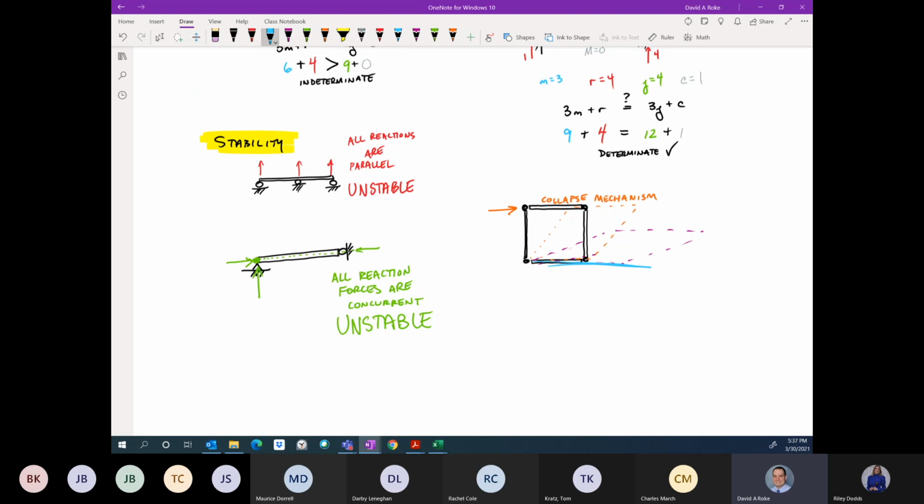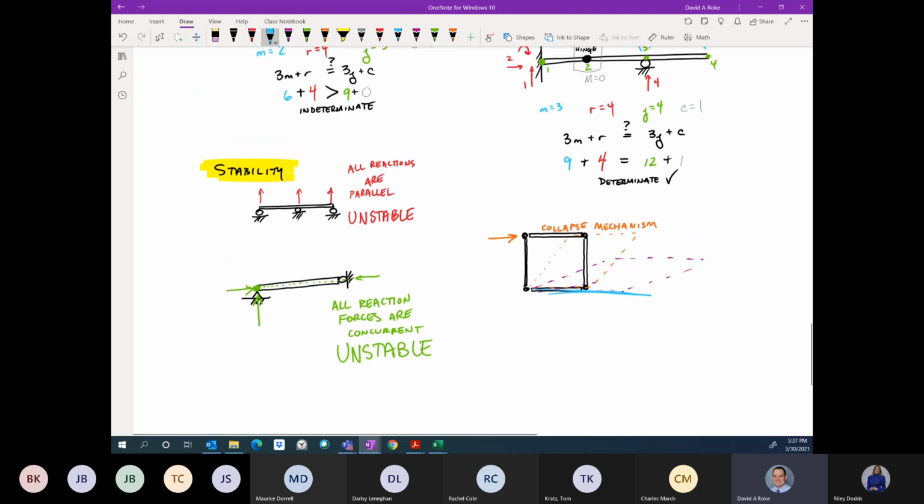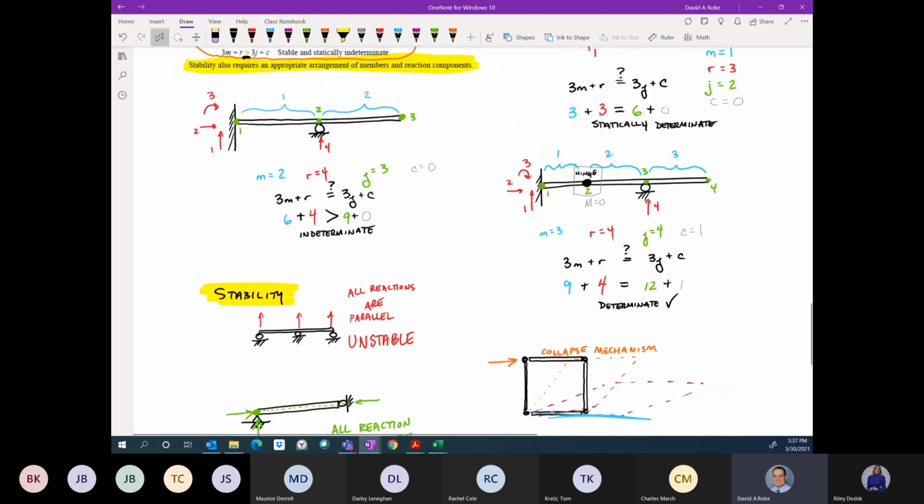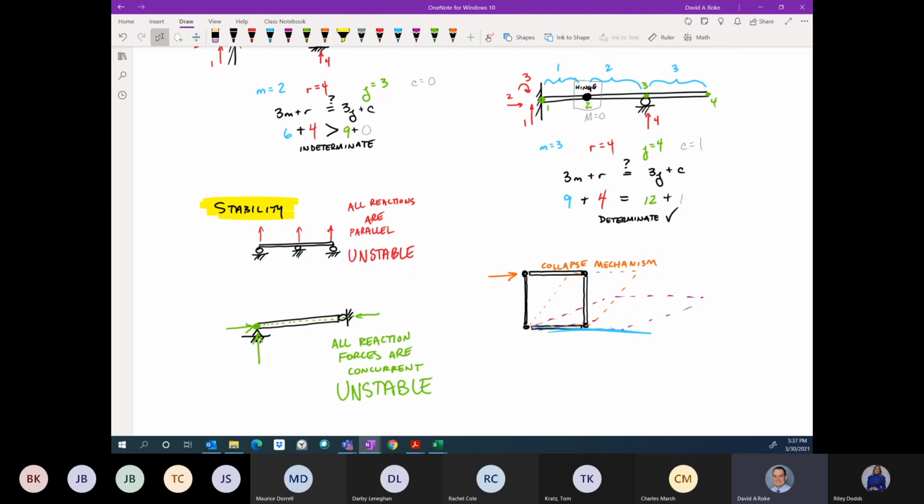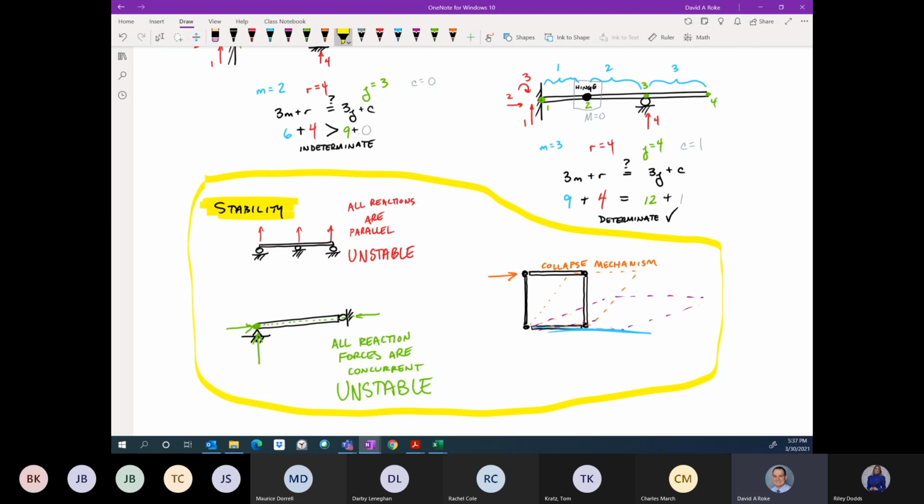Anyway, so those are the fundamental concerns that are addressed by this little yellow highlighted statement, an appropriate arrangement of members and reaction components. Circle this here because that's related to that highlighted statement.